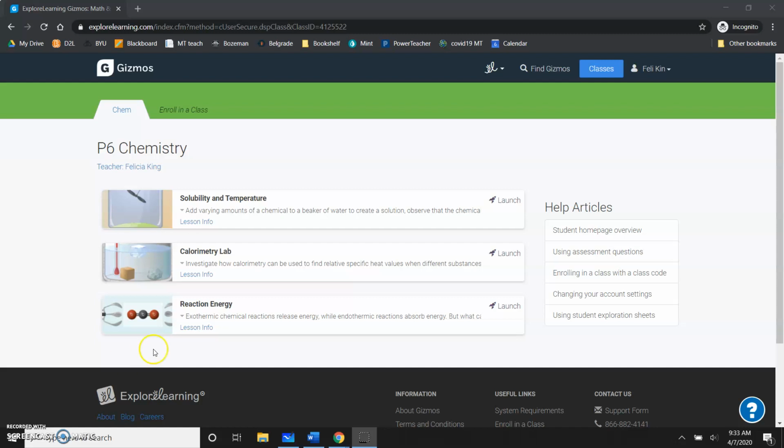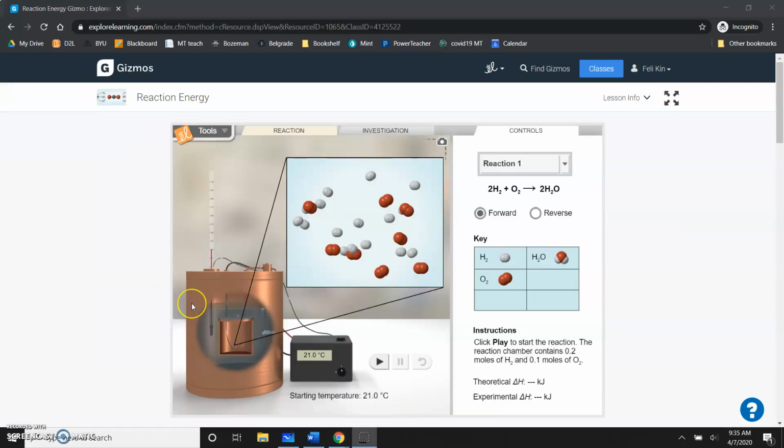Once you get logged into Gizmo, this is the activity you're looking for, reaction energy. Let's open that up. Now that the simulation's loaded, let's take a look.